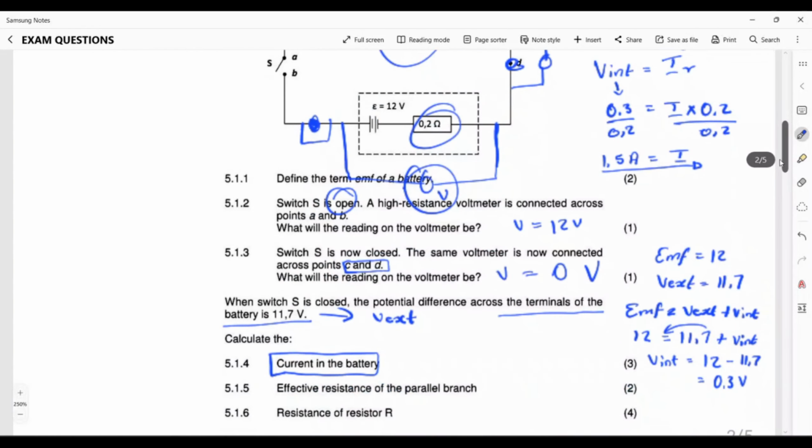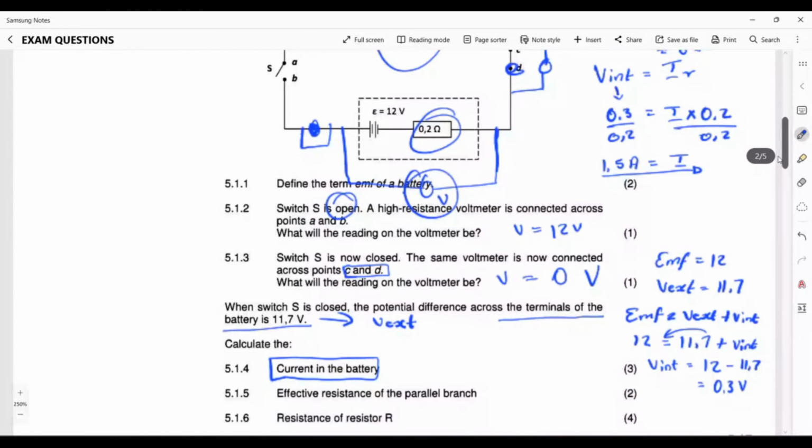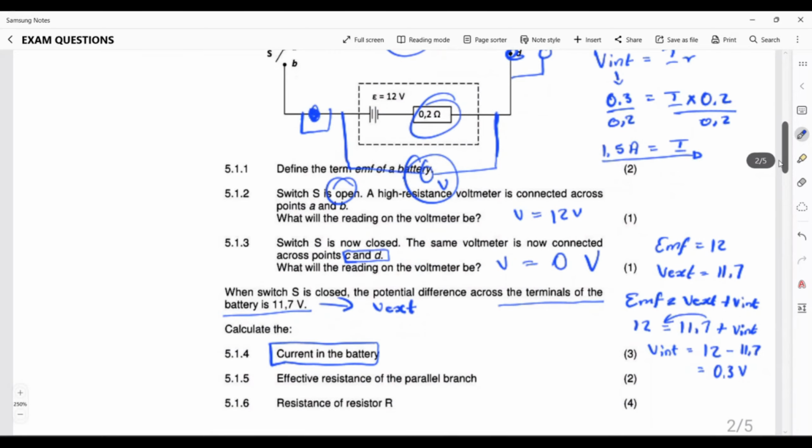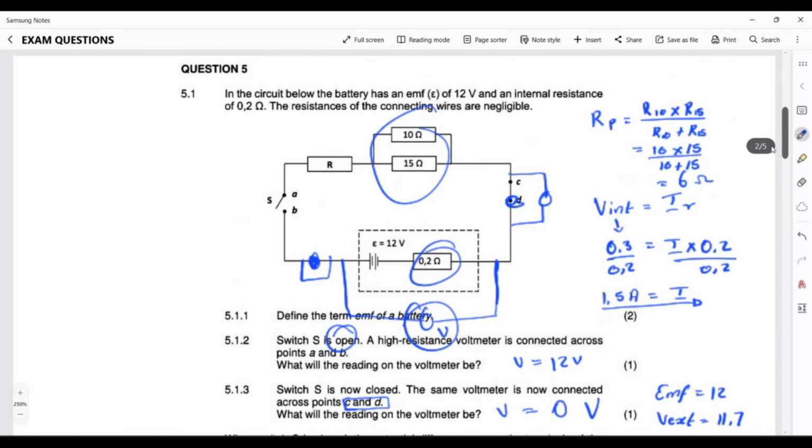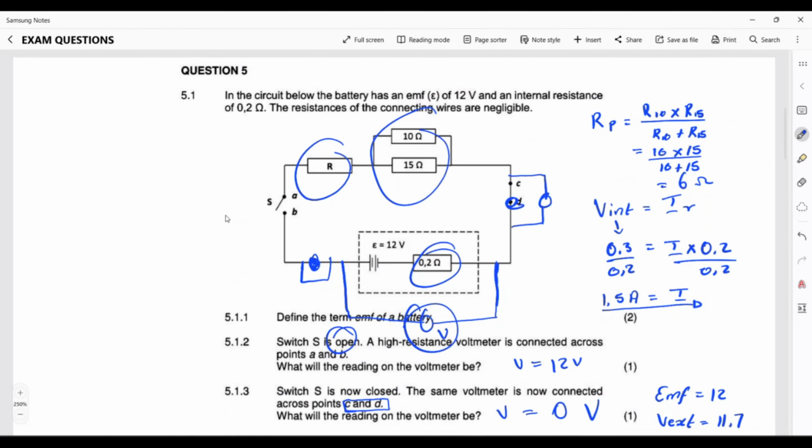Okay. And then the following question is, calculate the resistance of resistor R. How can I find this one? In order to find this one, you can simply find the total resistance of the circuit, and then we subtract the parallel branch, which is 6 ohms over there.